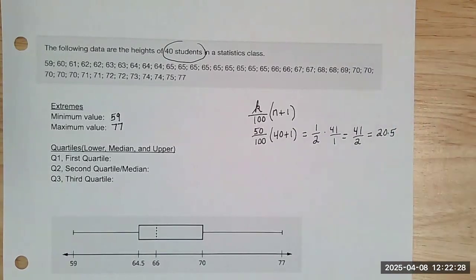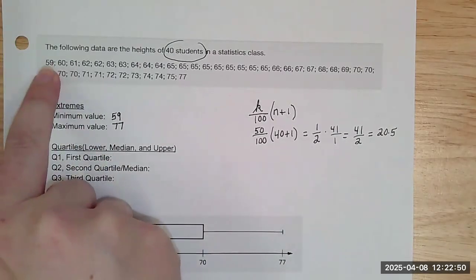When we got a number that wasn't a whole number, what we did is we took the whole number below this decimal number, 20, and then the one above it, 21. So that means we need to count over to number 20 and count over to number 21. Those are the positions for the things we're going to use. We're going to add them up and divide by 2.